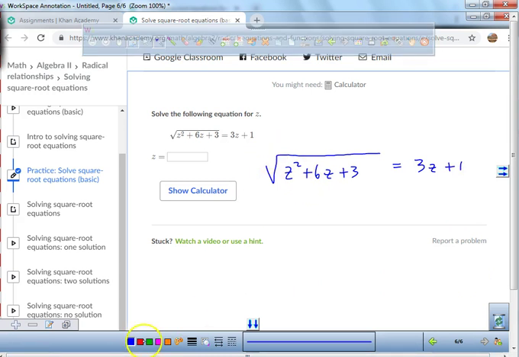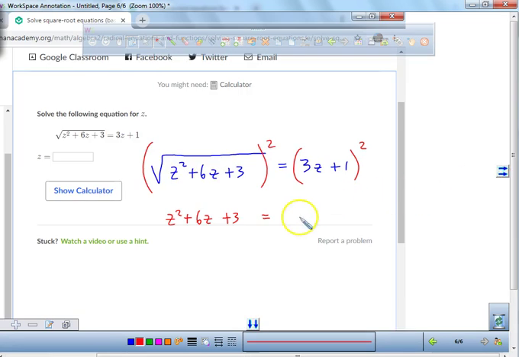Alright, first step, we're going to square both sides. So this one right here just becomes z squared plus 6z plus 3 equals. Now this one's a little bit trickier. This is like the first problem that we did. What do we have to multiply together? 3z plus 1 and another 3z plus 1. So we have to do the FOIL method once again.